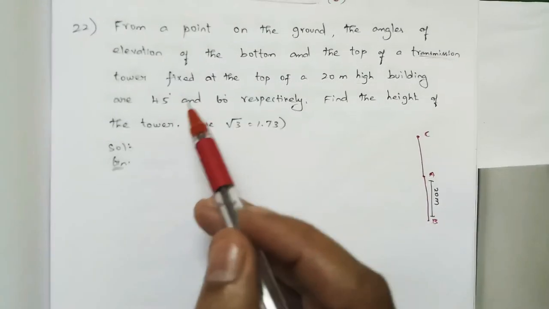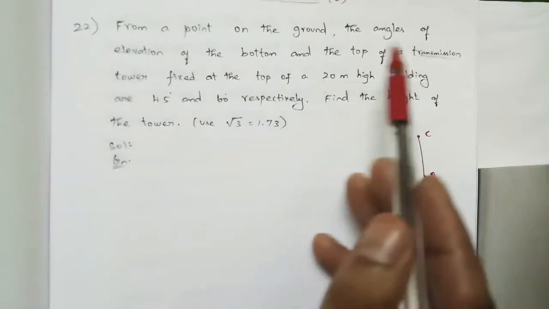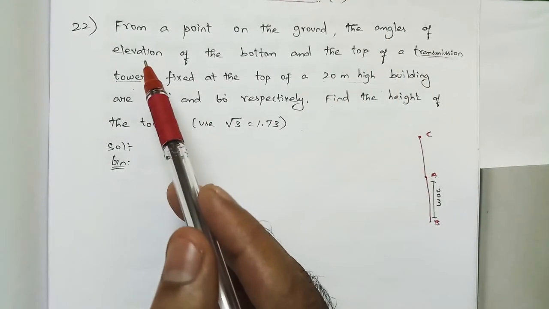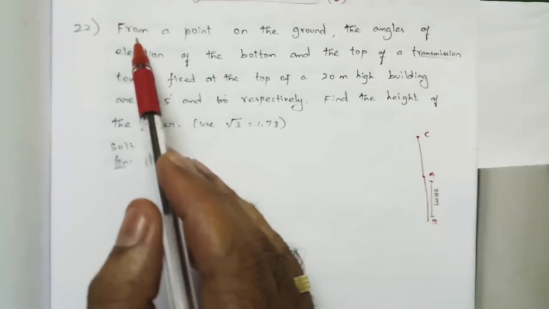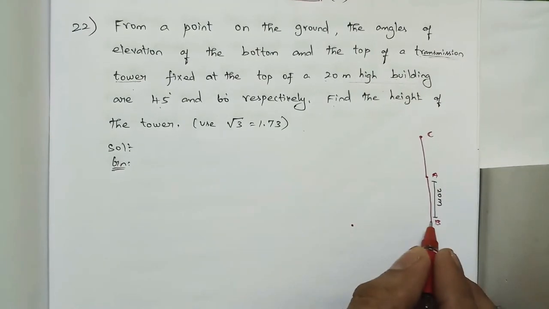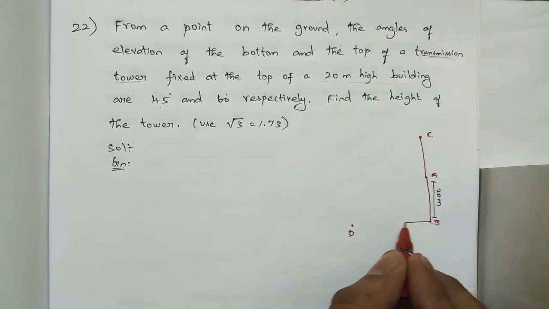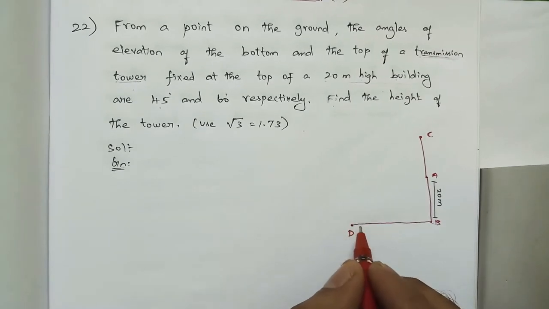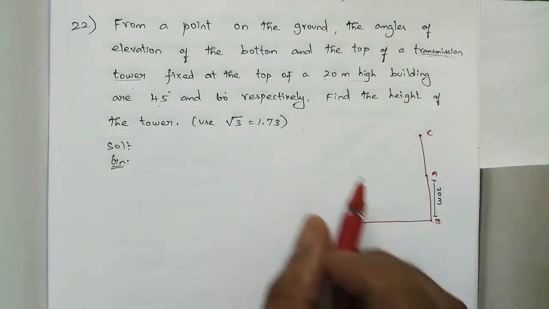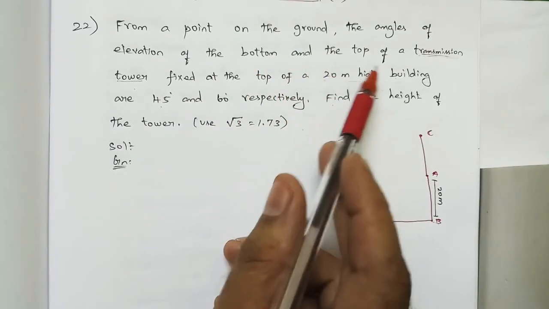Still we have 45 degree and 60 degree, which is nothing but the angle of elevation. From where are they seeing that angle of elevation? From a point on the ground. This is the ground, a plane surface, and I'm marking the point D. From the point D, from a point on the ground, the angles of elevation of the bottom and the top of a transmission tower.